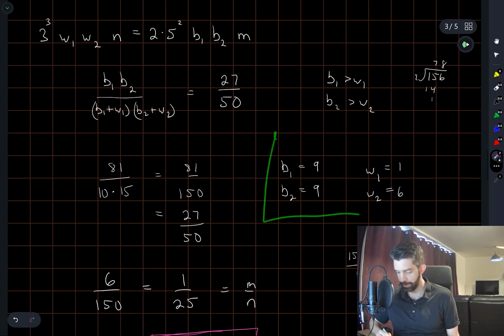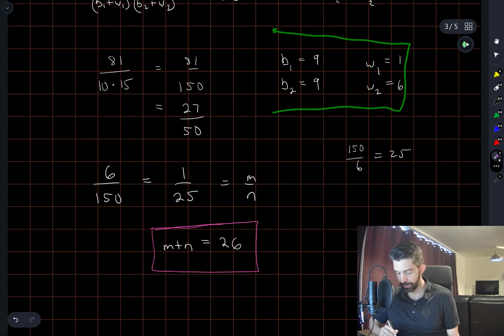So here are the values of the number of marbles in each box. And then once you have that, you can compute directly the probability of drawing 2 white marbles, which ends up being 1 over 25.